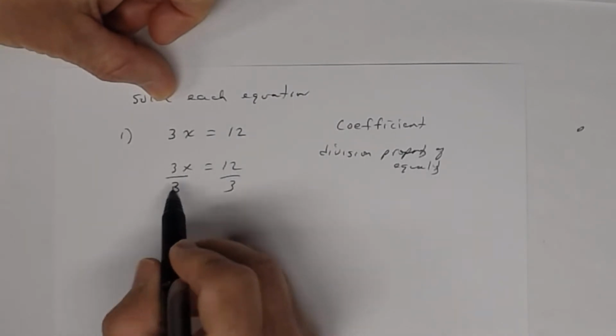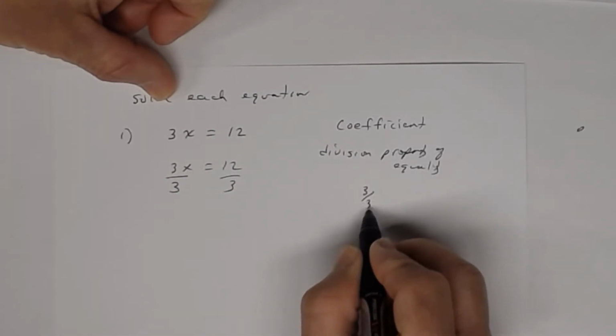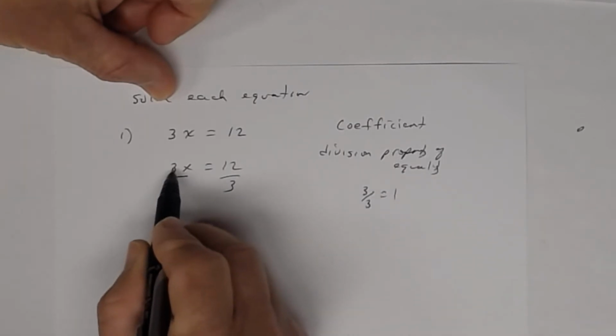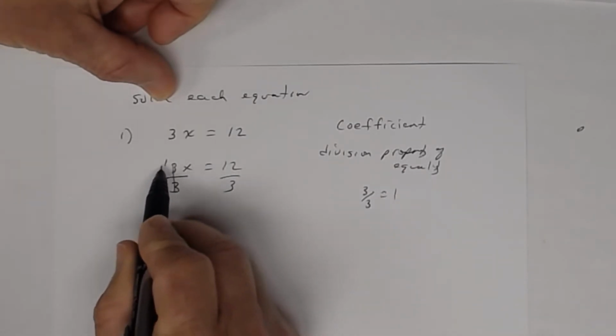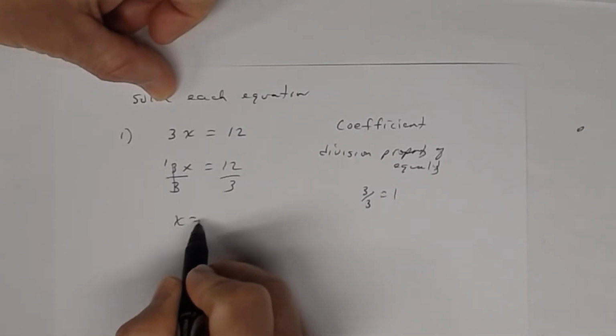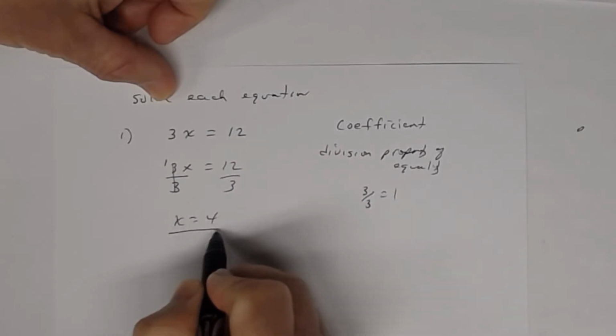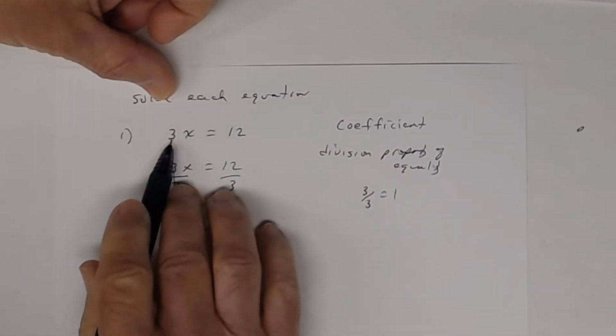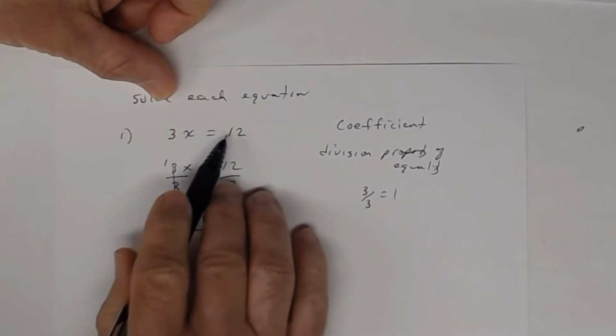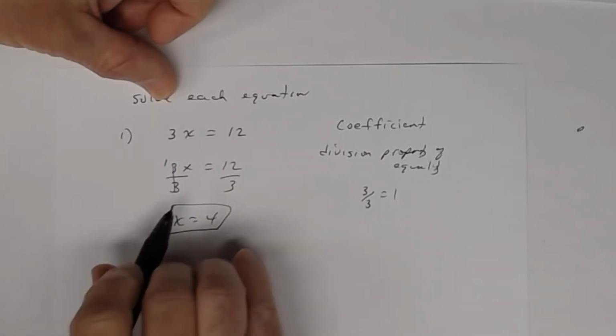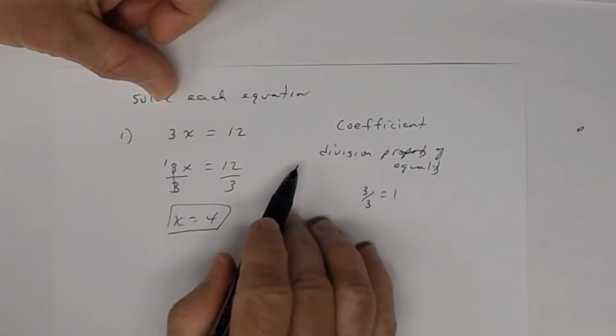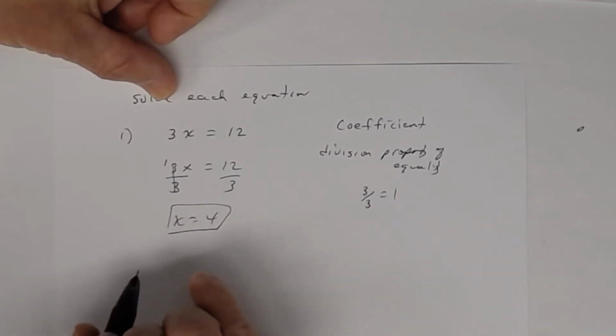So remember, 3 divided by 3. I want you to remember this. 3 divided by 3 is 1, right? 1 times x is x, equal 12 divided by 3 is 4. And there's your solution. And so you can always mentally check 3 times 4 is 12. All right, but that's your work. That's you showing that you use the division property of equality.